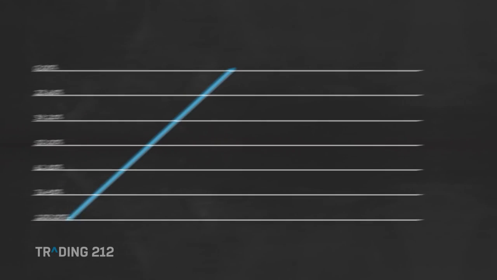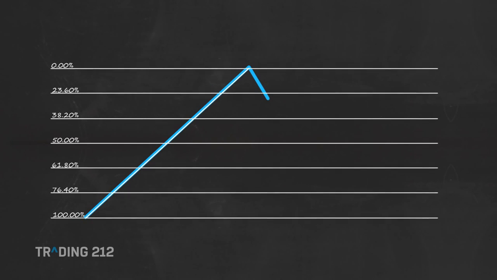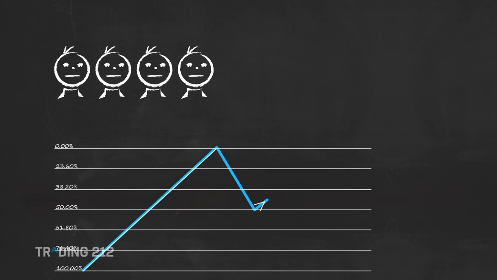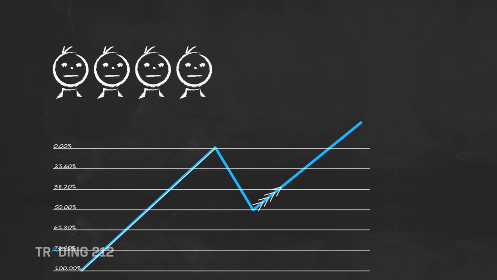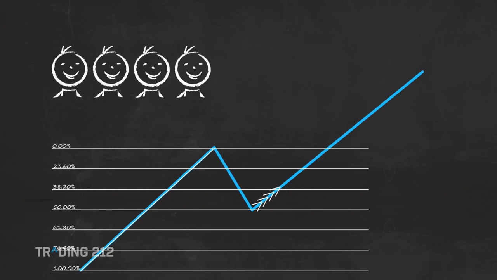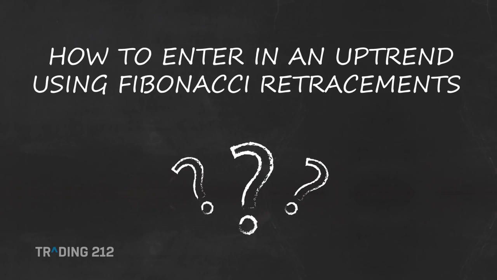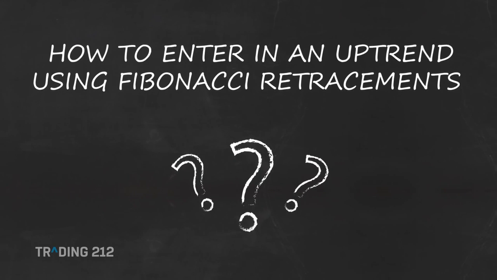So traders use these Fibonacci levels as efficient entries in the direction of the trend. Because many traders watch these same levels and place buy, sell, or stop orders based on them, they are quite accurate and become a self-fulfilling prophecy. So how should you enter in an uptrend? You can use the Fibonacci retracement levels for an entry into the market.